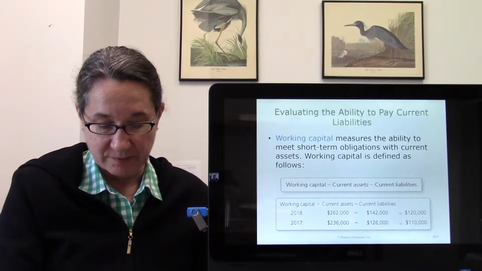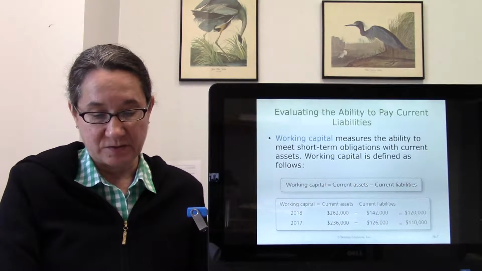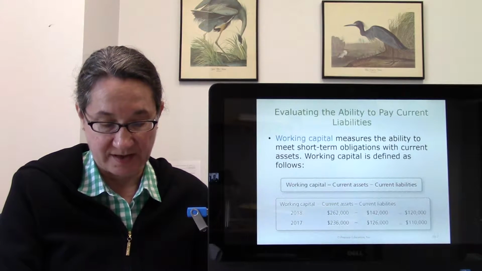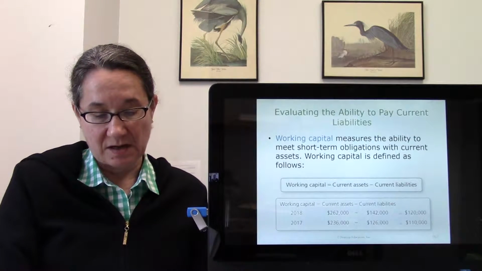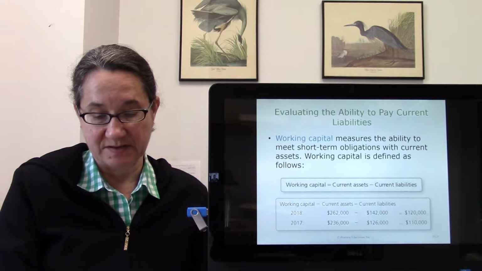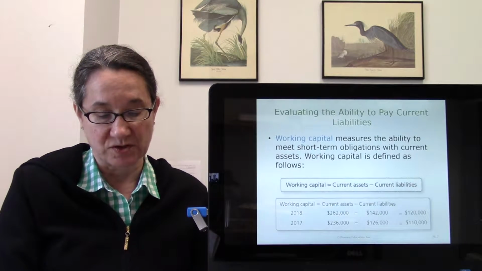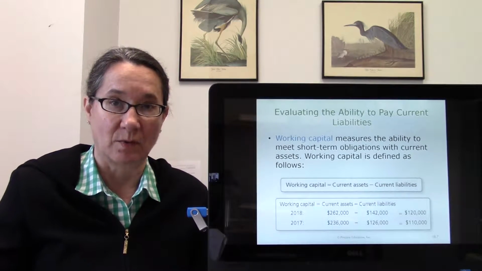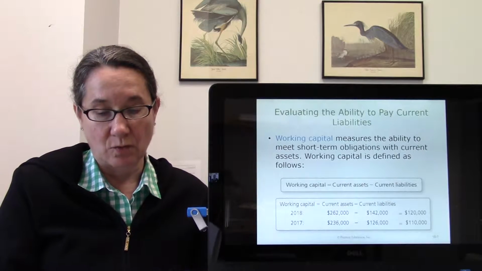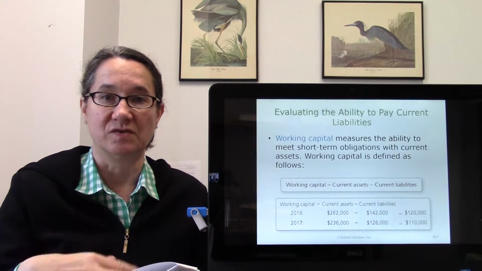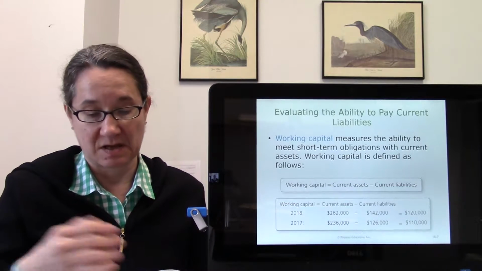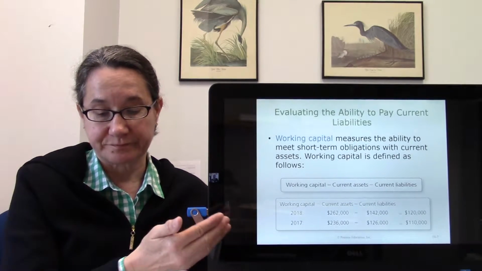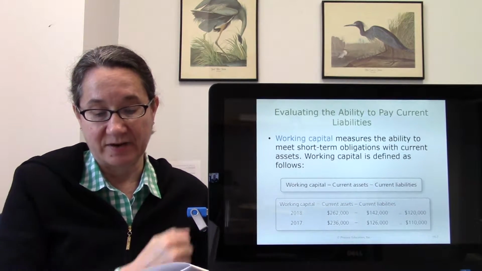All right, so there's a ratio that we use called working capital, and it tells us if we're covering our current liabilities or not. So it's a good starting place to think about a company's ability to pay its current liabilities. Working capital measures the ability to meet short-term obligations with current assets. So if we needed some liquid assets, could we cover what we need to right away? So we call that working capital, right? It's your capital that you're using as you're going through day-to-day work. So working capital is just current assets minus current liabilities. So you go to your balance sheet, and for each year you can calculate that.